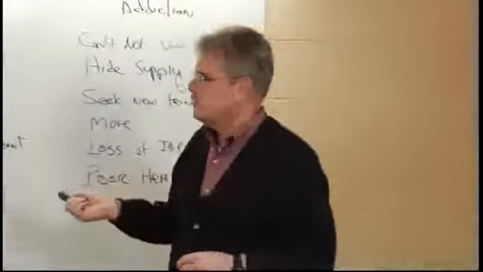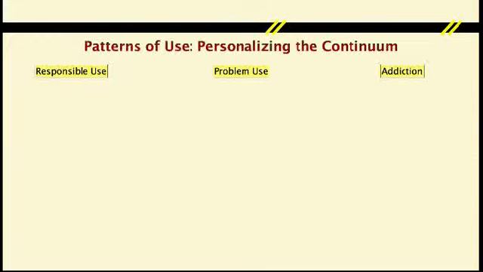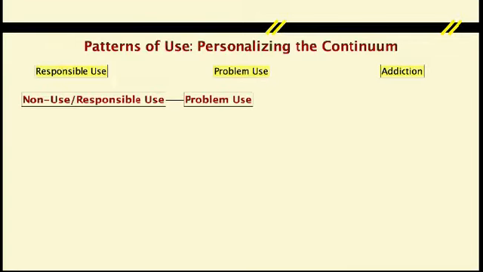The way I do this activity is really very simple. I ask them to think about a drug use pattern that goes from responsible use, problem use, to addiction. And that's not all that different from the continuum that we just talked about, which was non-use, responsible use, problem use, abuse, and then addiction. Think about responsible use, problem use, and addiction.